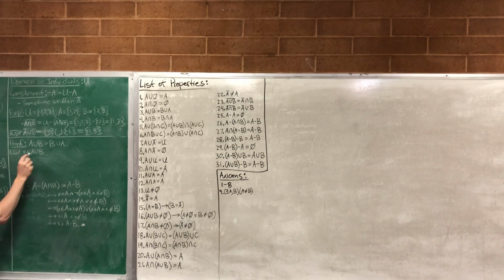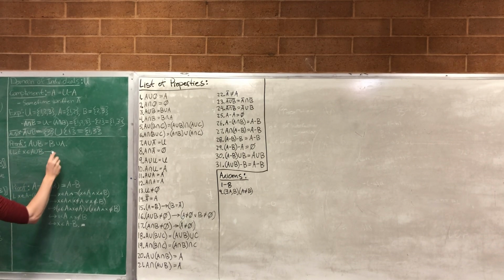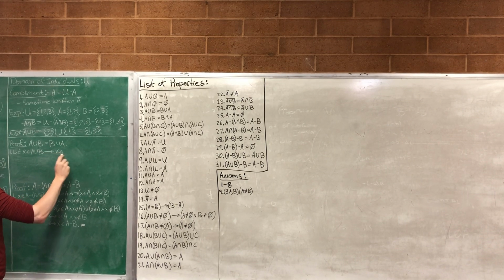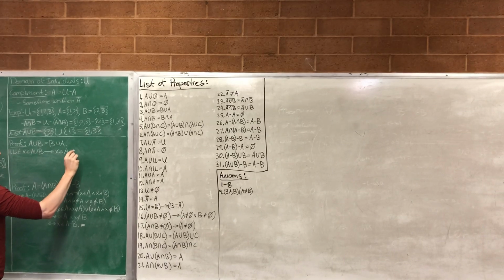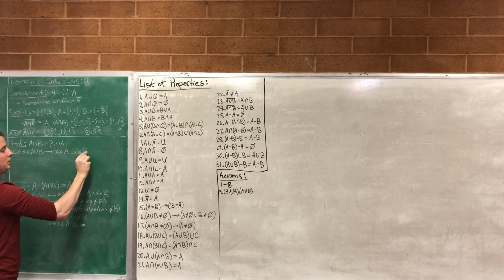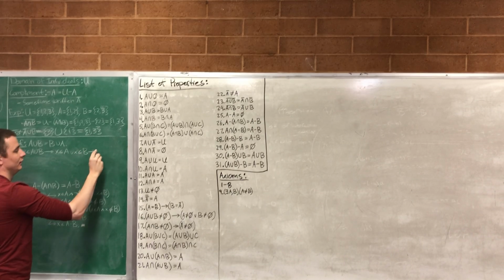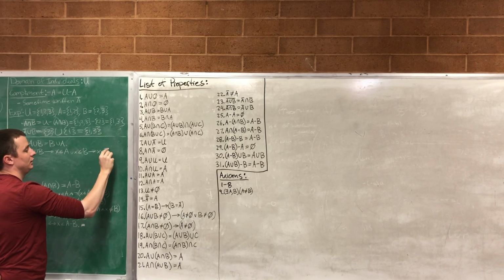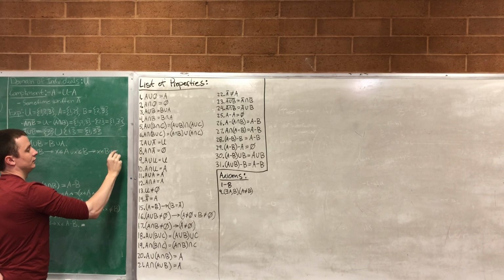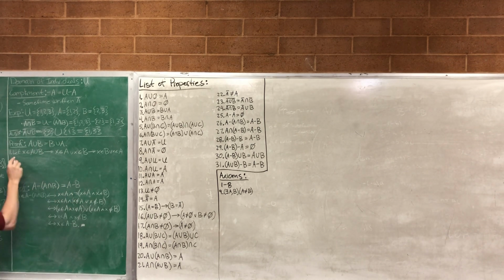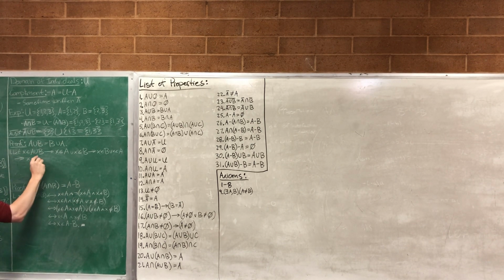But x is in A union B. What does that mean? That means x is in A or x is in B. What does that mean? It means x is in B or x is in A. And what does that mean? It means x is in B union A. Right? So this implies this, implies this, implies this, implies this.